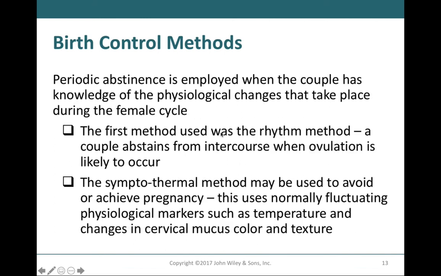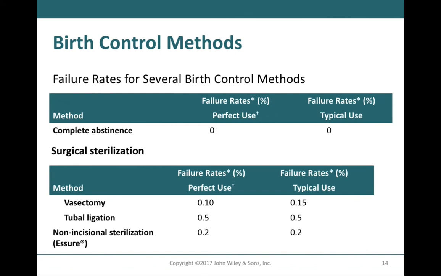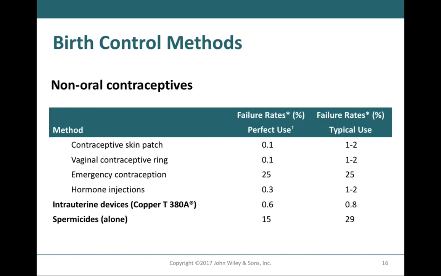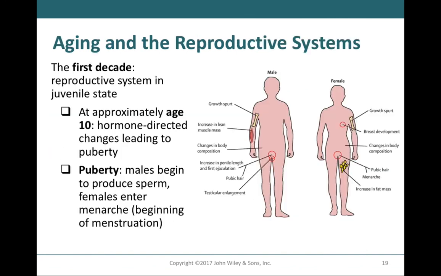The last method that I'm going to talk a little bit more about is abstinence. This is carried out by refraining from sexual intercourse at certain times during the female reproductive cycle. The first method you'll see here is the rhythm method, which is when ovulation is going to mark the times of abstinence. Checking other markers such as the cervical mucus as well as temperature are going to be guidelines for the symptothermal method. I just wanted to real quickly mention those birth control methods, and you'll see here on these next couple slides a few statistics about each of their efficacy.